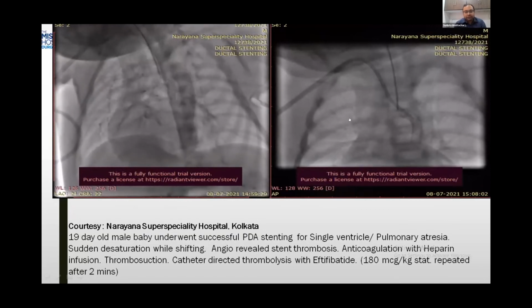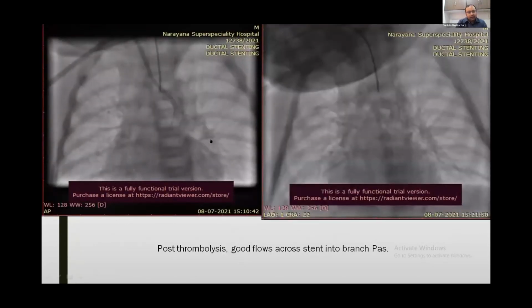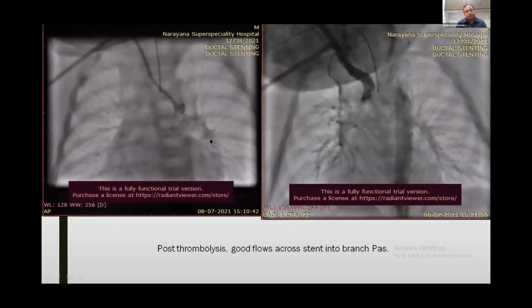Anticoagulation with heparin was started and thrombosuction was attempted. Finally, catheter-directed thrombolysis into the stent was done with a glycoprotein 2B3A inhibitor, which is eptifibatide. Post-thrombolysis, good flows across the stent into the branch PAs were seen.